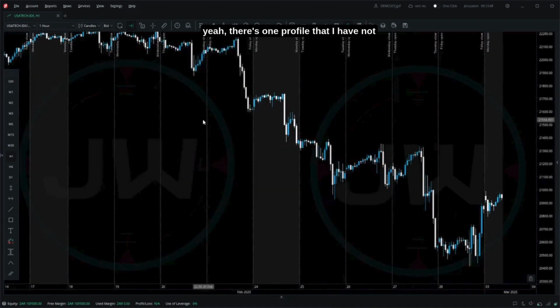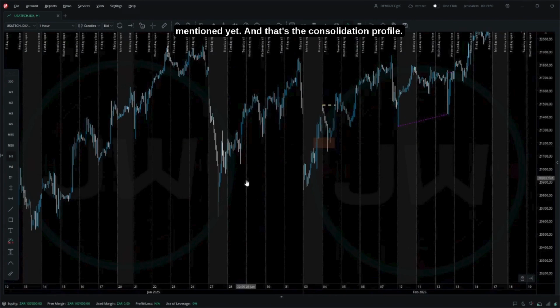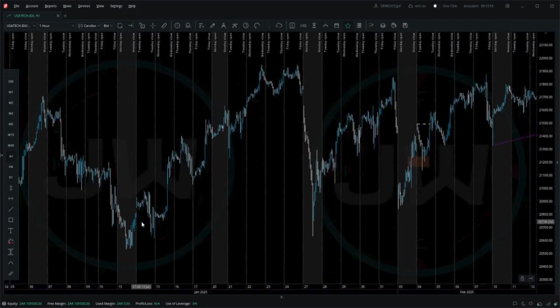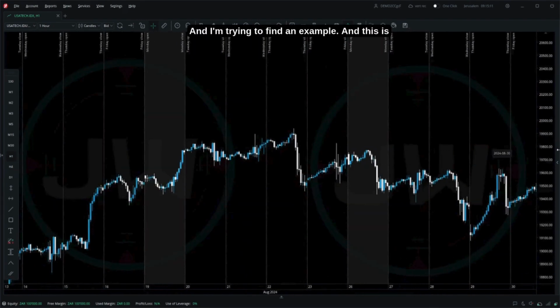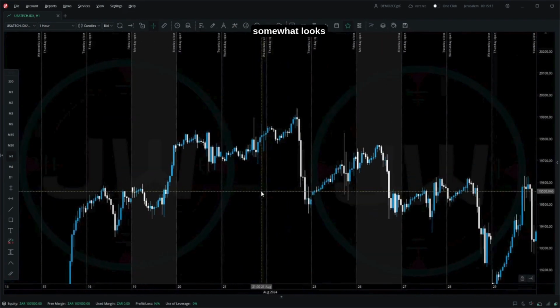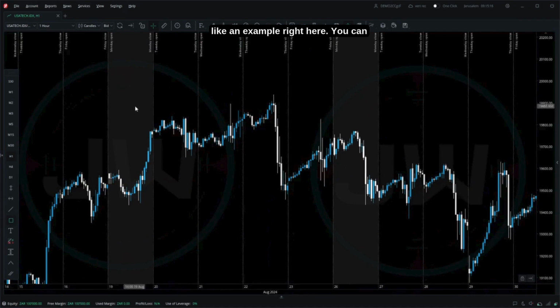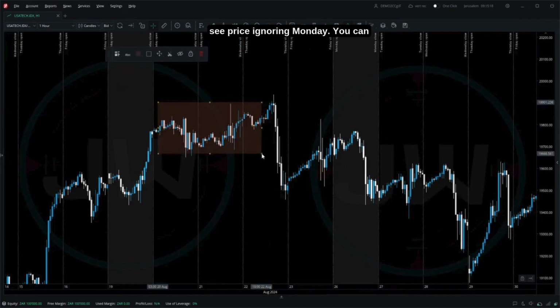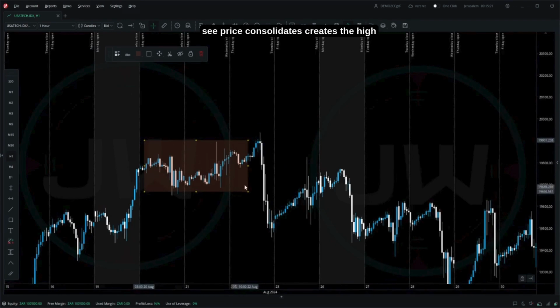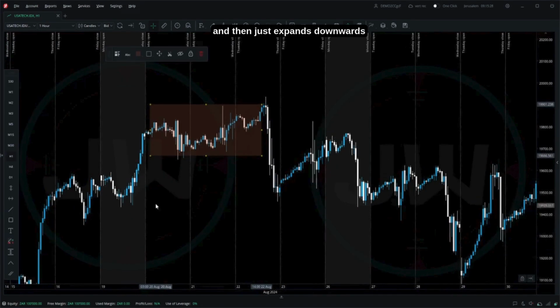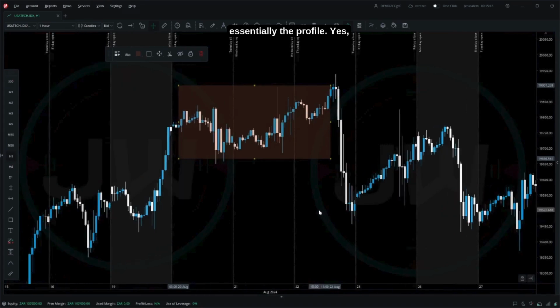So yeah, there's one profile that I have not mentioned yet, and that's the consolidation profile. And I'm trying to find an example, and this somewhat looks like an example right here. You can see price, ignoring Monday, consolidates, creates the high for the week on Thursday, and then just expands downwards, reaching its target, which is most likely a PD array on Monday. And that is essentially the profile.